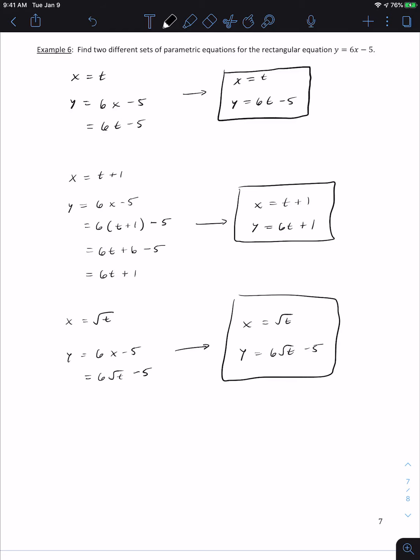And if I sketched all these, I would still end up getting the same curve. Again, one might go a little bit faster through the curve than another one, but that would be the only difference. All right, that's all I have for this section.